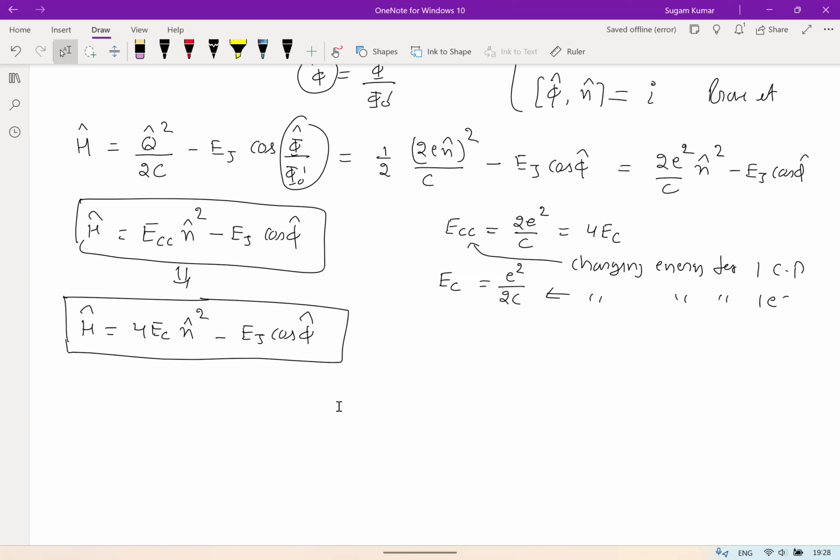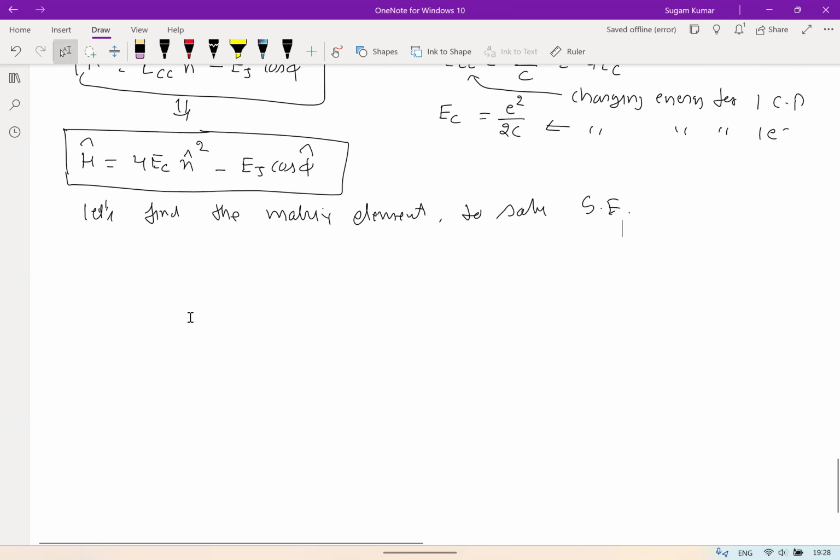So let's now try to solve this equation a little bit further. Let's find the matrix element, because I want to find the energy eigenvalue. Once I find the matrix element, I can simply solve the Schrodinger equation and find the energy eigenvalue. I hope you are aware of how to write down the matrix element. So the matrix element will be HMN, and this is how I can write it.